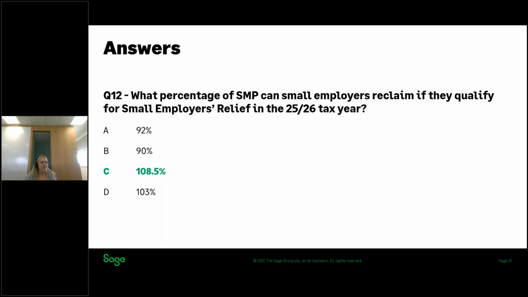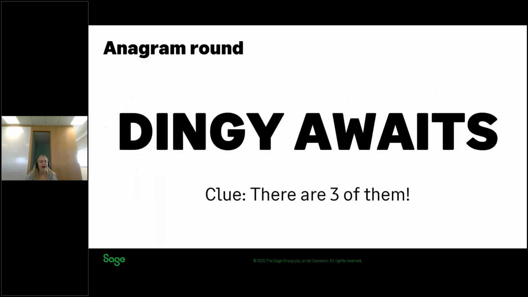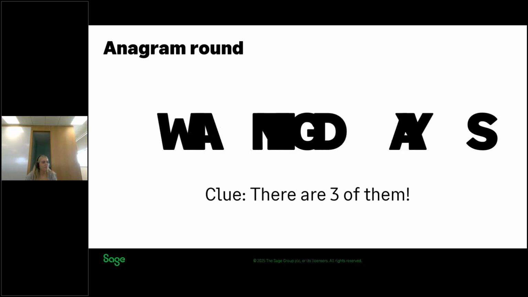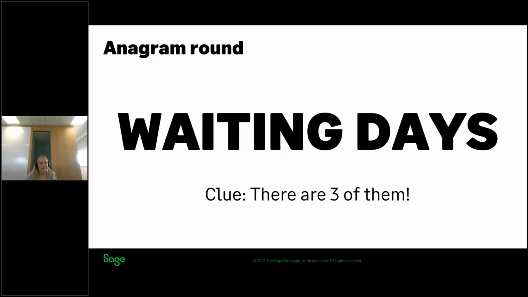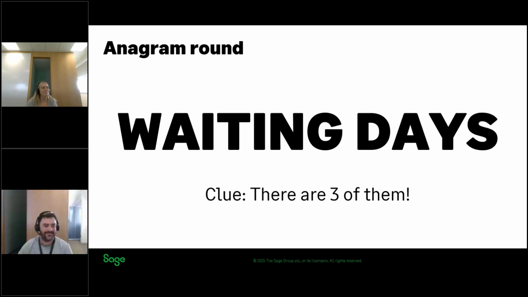Great, so that's it for the questions for this round. Let's take a little look at the anagram. The anagram was dinghy awaits, and the clue was there are 3 of them. And the answer for that is, of course, waiting days. So the employee has to serve 3 of them before being paid SSP. Obviously, that might be a thing of the past if new legislation does come in, but let's see who got that first. It looks like Claire got that first. Well done, Claire. I'll pass you back over to Duncan now to take you through the final round.